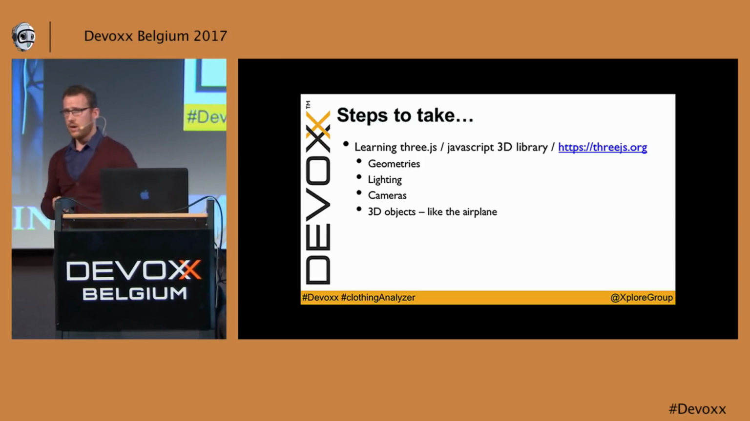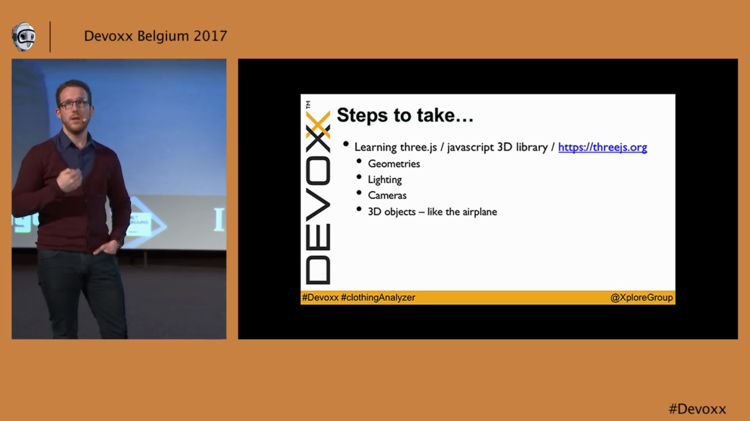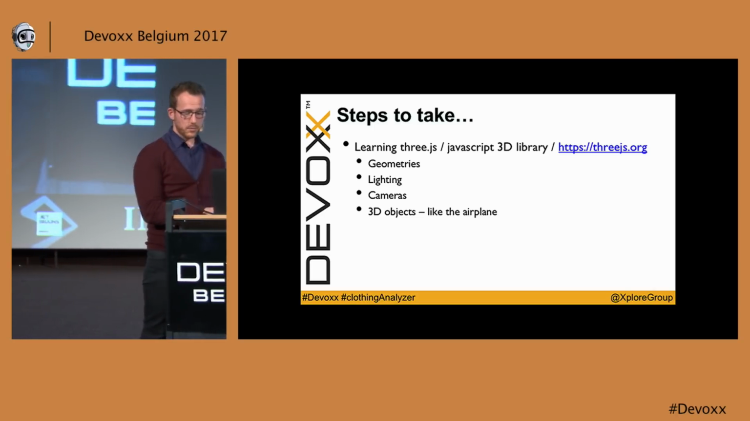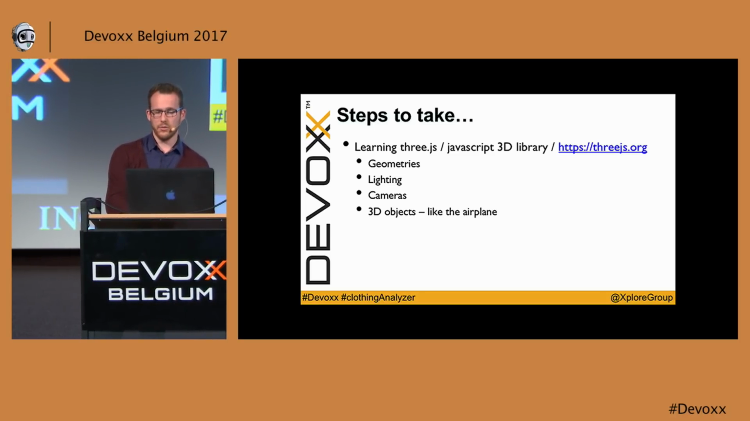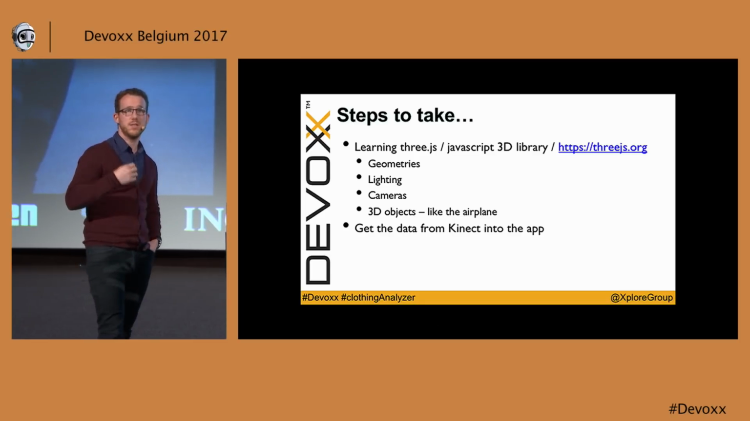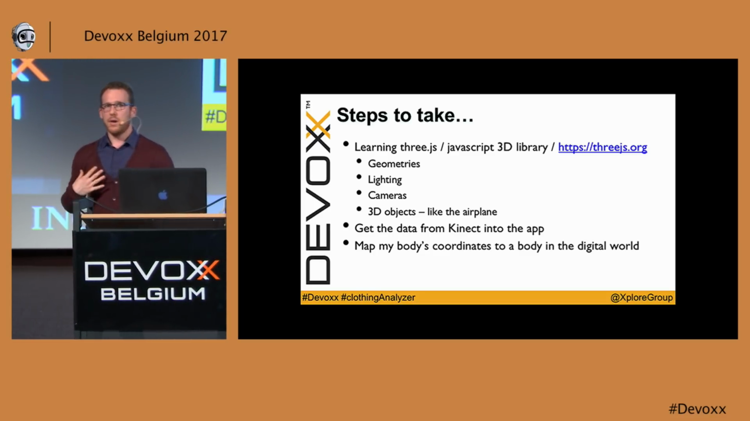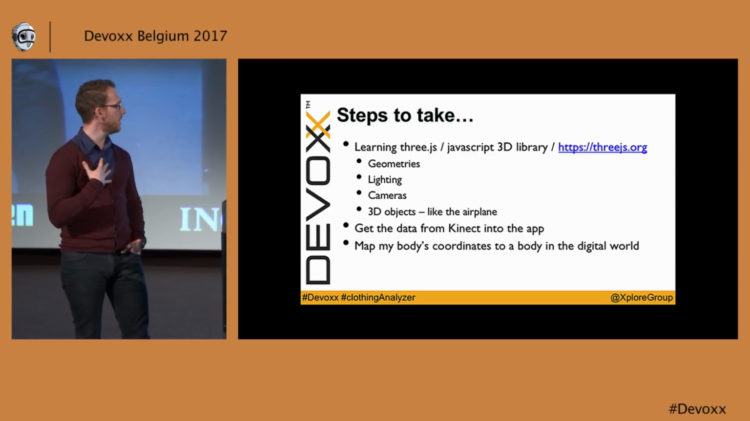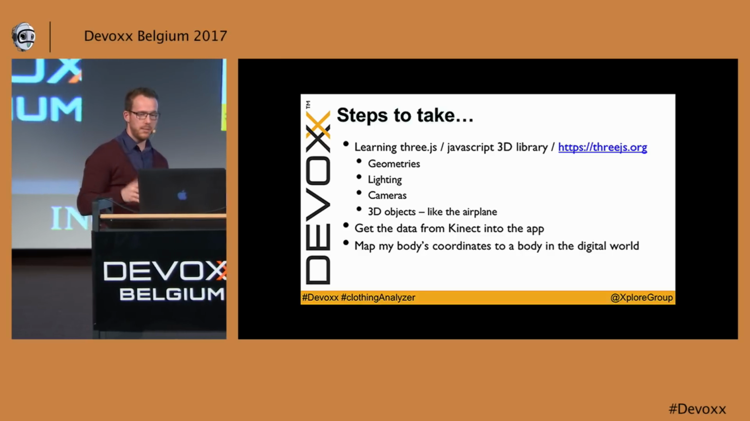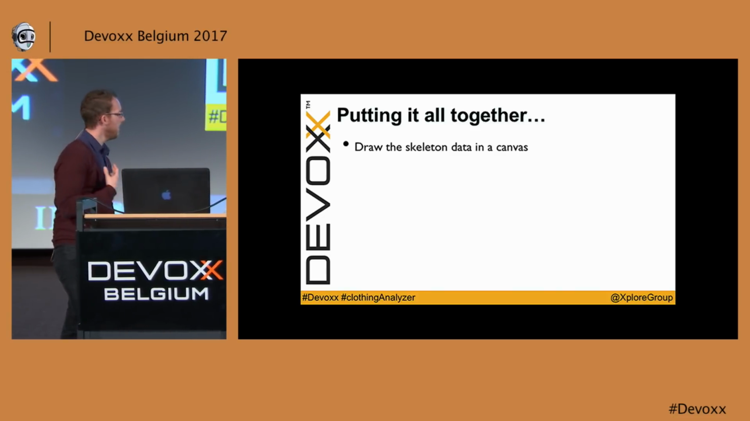So the steps I needed to take: I had to learn 3JS. 3JS is a 3D library. It's very powerful, but I had to learn things like geometry, lighting, how to load external objects, how cameras move and interact. So I downloaded an ebook and started reading. The next thing is, how do I get the data from the Kinect into the application? Because now it's still running on the back end on a separate server. And how do I map my body that's in the physical world, how do I map these coordinates to the coordinates in the digital world? These were all things I needed to tackle to make the plane go up and down, left and right. So putting it all together, I had to debug, basically.